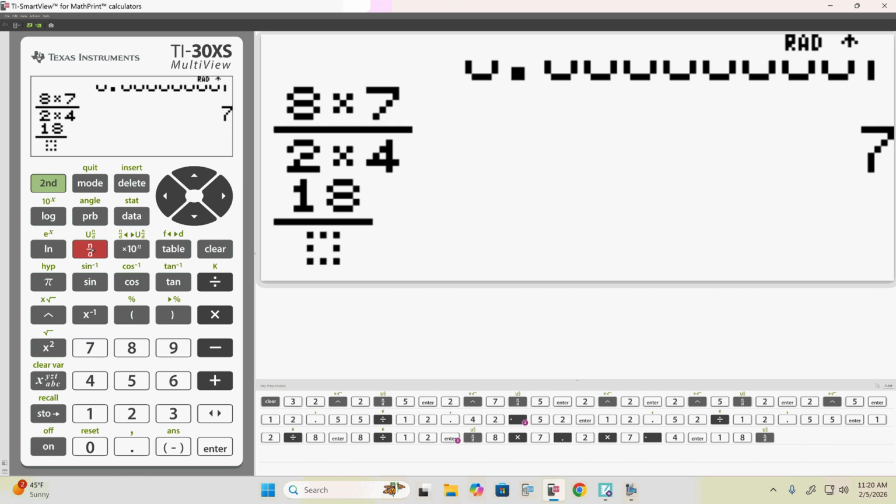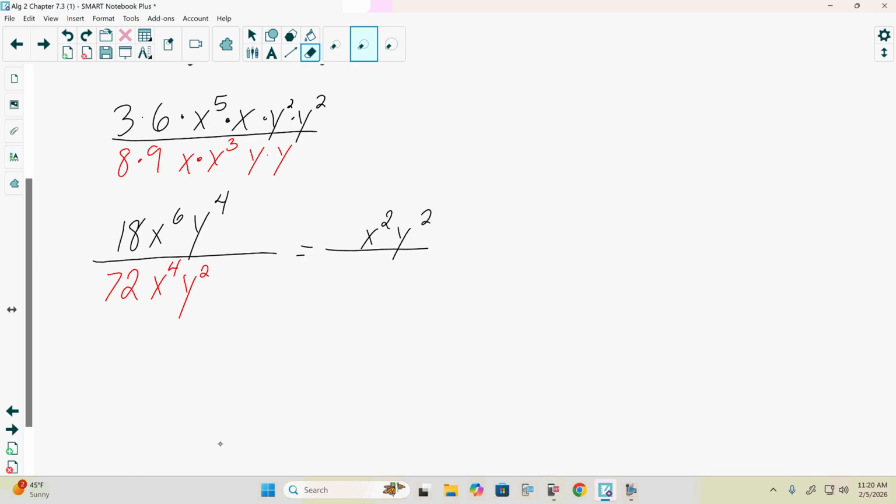18 over 72, 1/4. So 1 on top, 4 on bottom. So x squared, y squared all over 4. Questions on this here? And we would say that the restriction is x and y both cannot be 0.